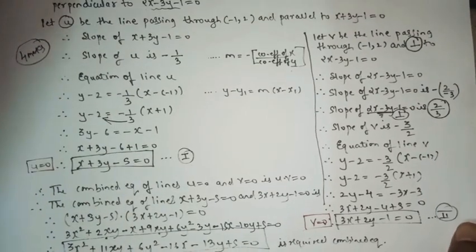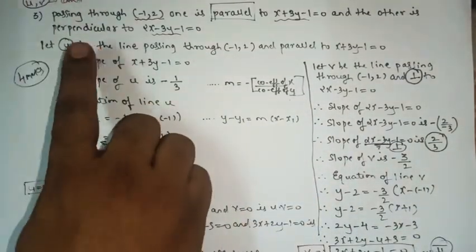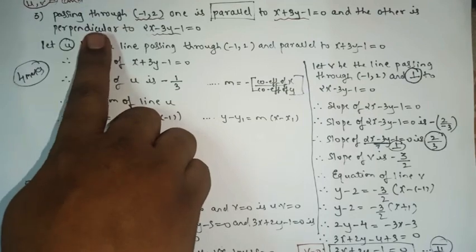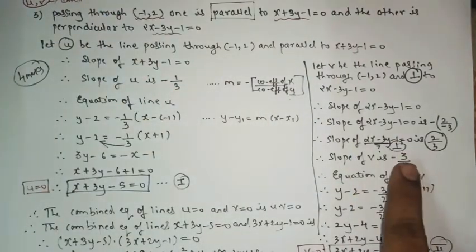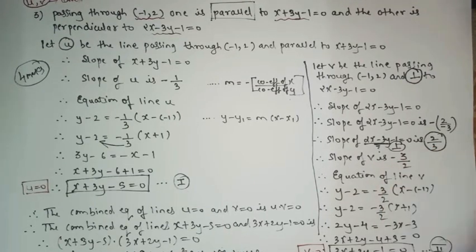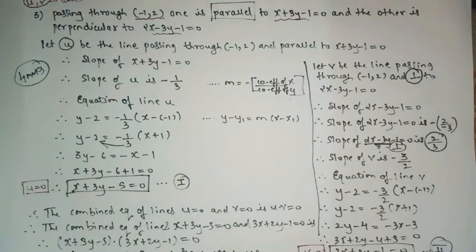Got the point? Understood? But see to it that you focus on the word perpendicular in the sentence. Whenever the word perpendicular comes, don't forget to take the reciprocal of the value with the opposite symbol. Got the point? So in this way you have to present the sum.